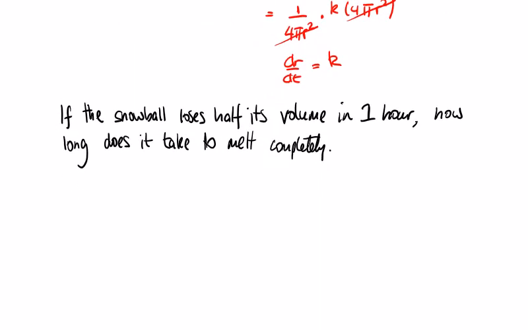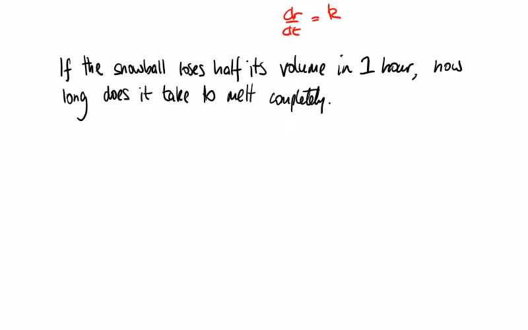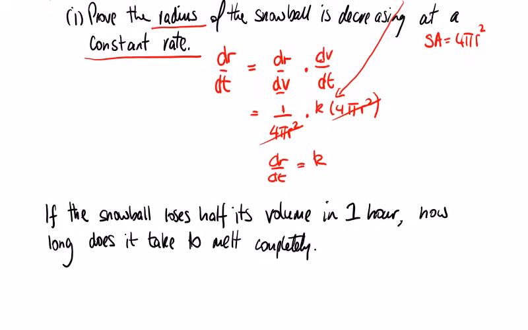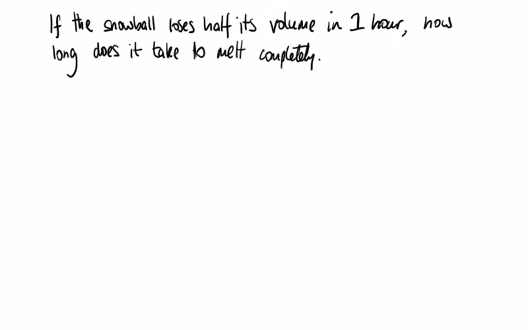Second part of the question: if the snowball loses half its volume in 1 hour, how long does it take to melt completely? Right, well, the radius is decreasing at a constant rate, so that means that after an hour it's still a sphere. So let's look at the two volumes then. We know the volume is 4/3 pi r cubed. So we're going to have different radiuses here, so they're the things that are going to change. So the initial volume is 4/3 pi r cubed, but half of that will be 2/3 pi r cubed.